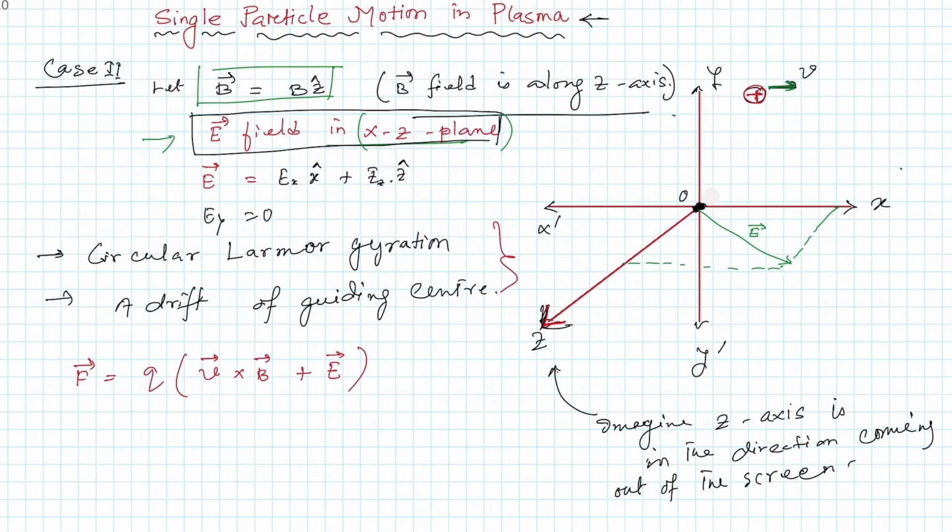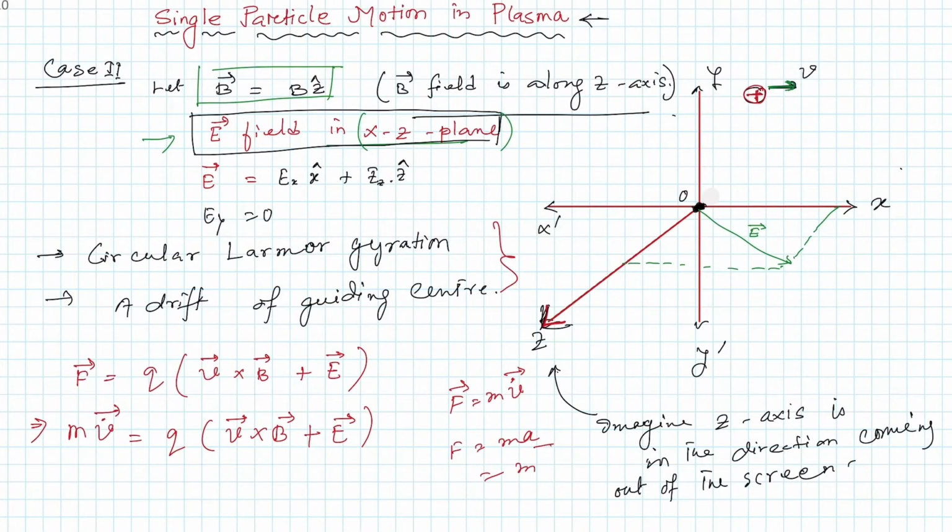Here F is also given by m v dot, the time derivative of velocity, equals Q V cross B plus the electric field term. Why is F equal to m v dot? Because we know F equals m a, where a is acceleration. Acceleration is nothing but the time derivative of velocity v, d/dt of v, which we can write as v dot. Hope you have understood this.